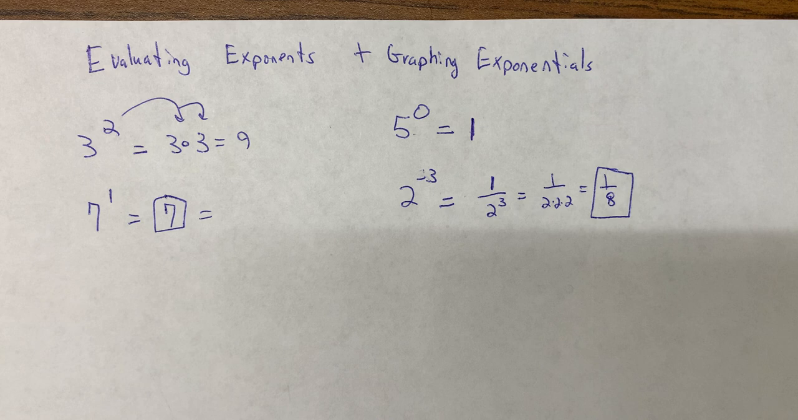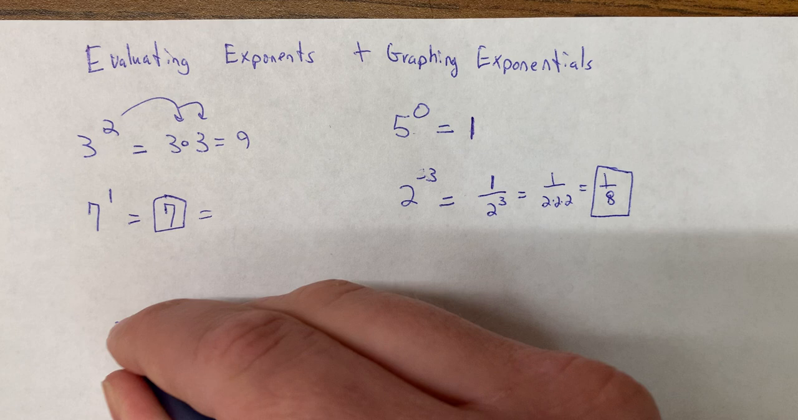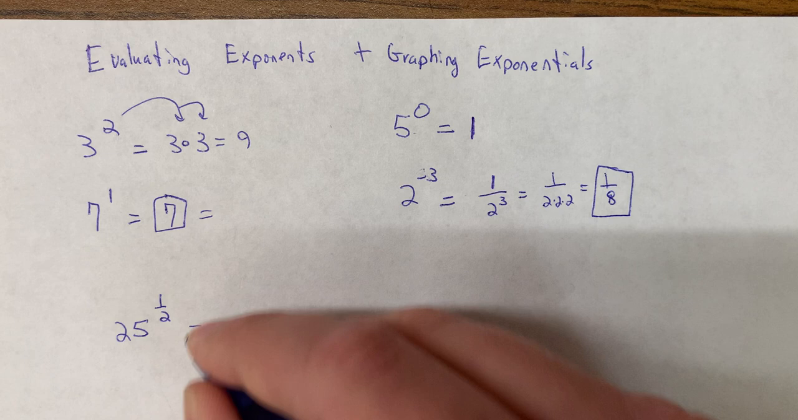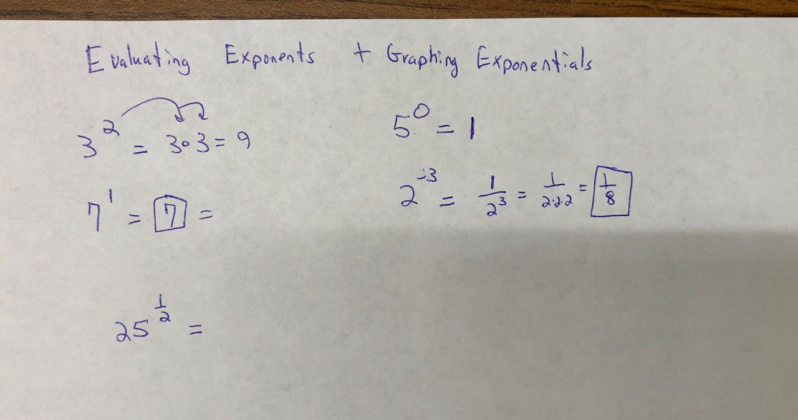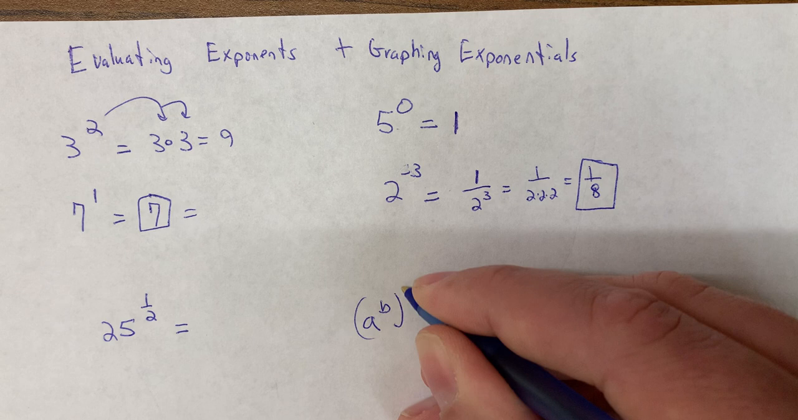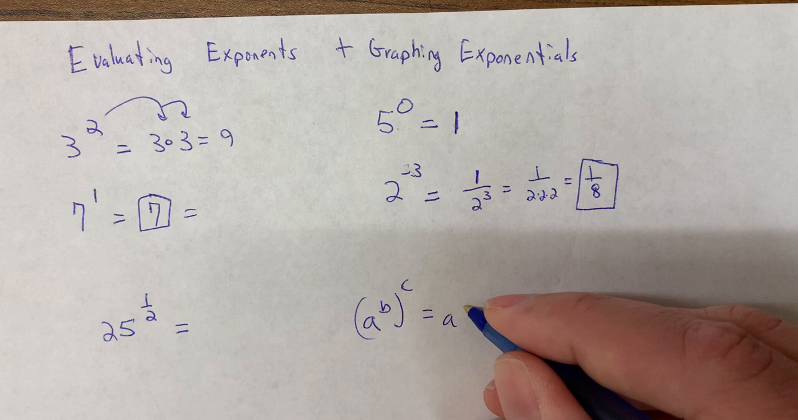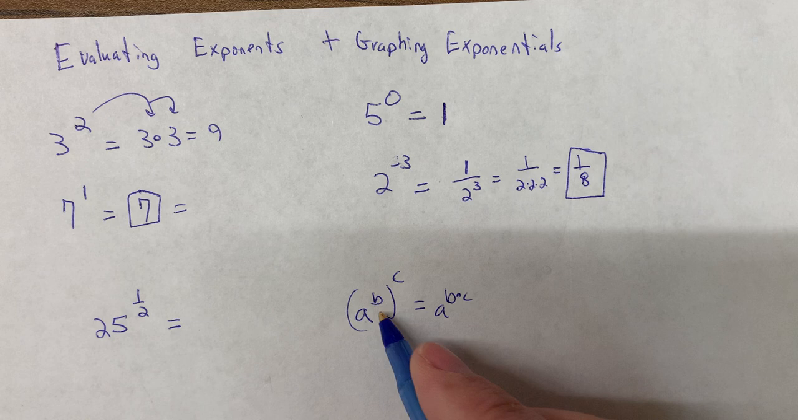We're going to do something new now. We're going to do what is 25 to the 1/2 power. And to see what this is equal to, I want to show you that there's a property of exponents that says that if you do a power to another power, these two powers will multiply together. A power to a power multiplies, and it'll be b times c.